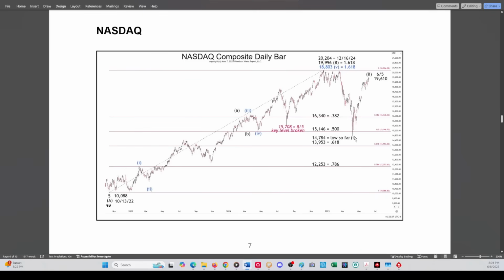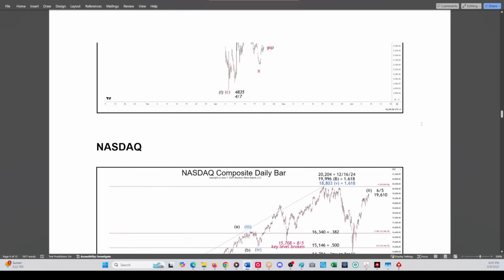Okay, we had a 1 down here. Remember that level in the S&P that held? That same key level here in the NASDAQ is broken. Okay, it was right there at 15,708. This decline so far is between the 50% and the 61.8% of this entire rise from the October 2022 low to the December 16th, 2024 high.